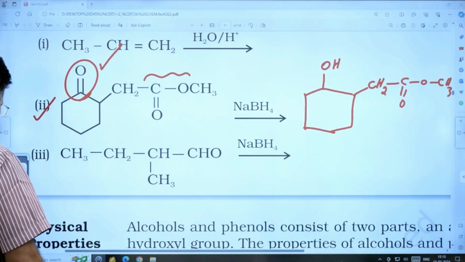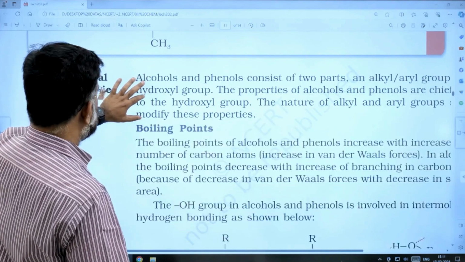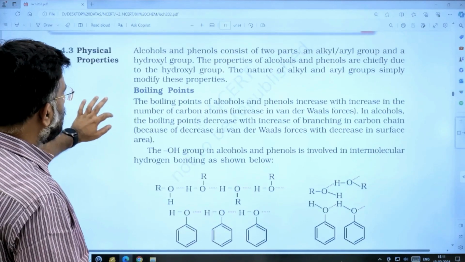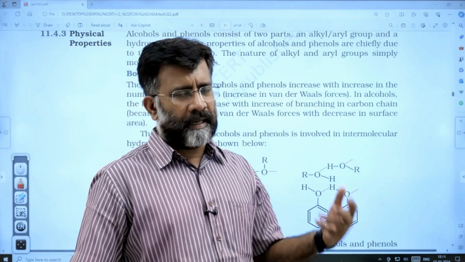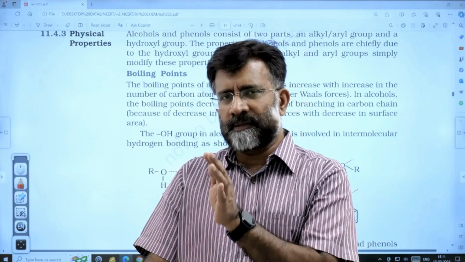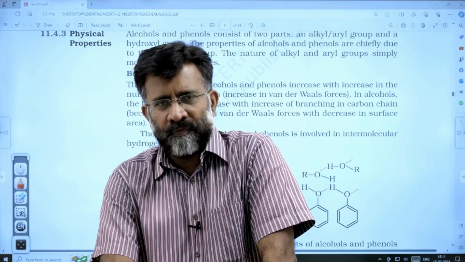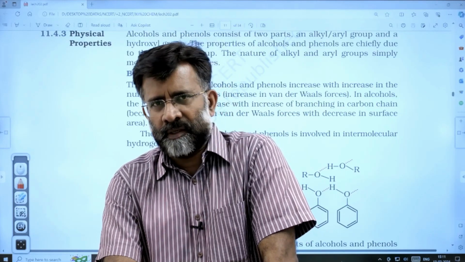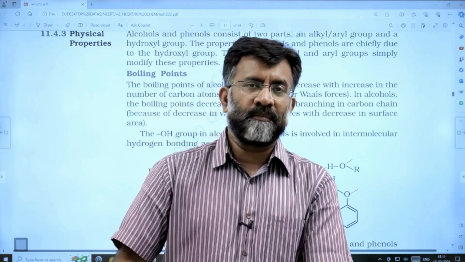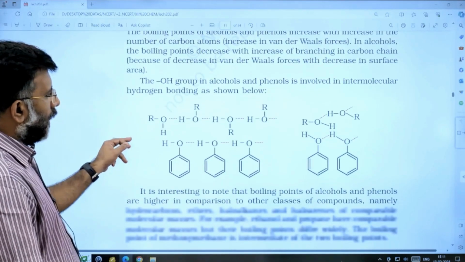Next is about the physical properties of alcohols and phenols. Regarding the boiling point of alcohols and phenols, as everybody agrees, they have a high boiling point when compared with other common classes of organic molecules. If you compare with hydrocarbons, alkanes, ethers, even aldehydes and ketones, alcohols will have a higher boiling point due to hydrogen bonding.